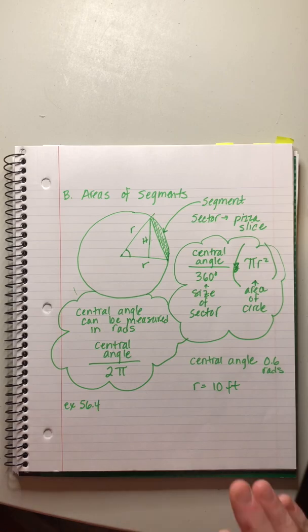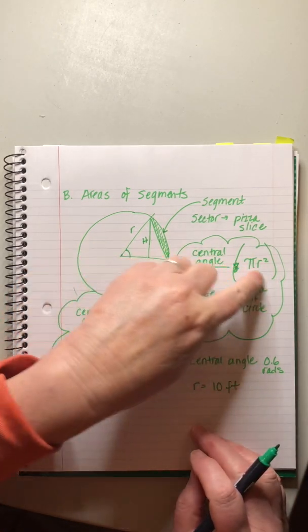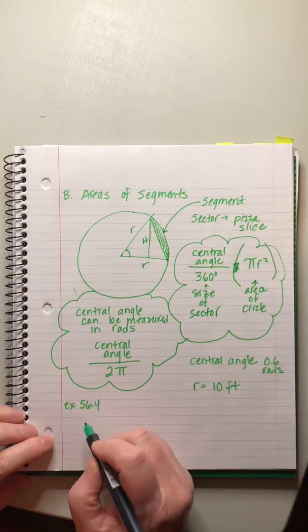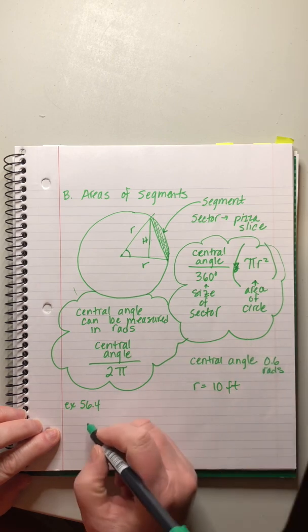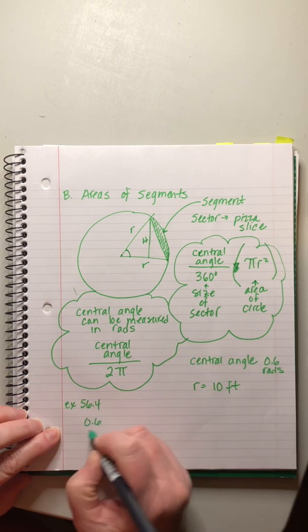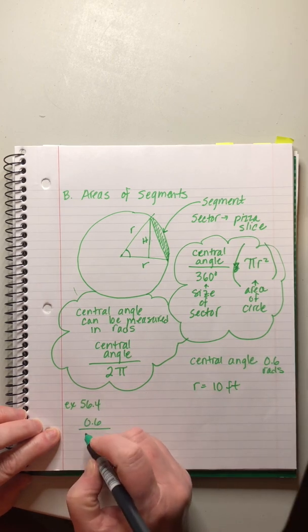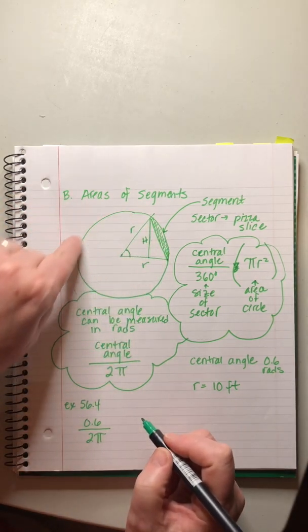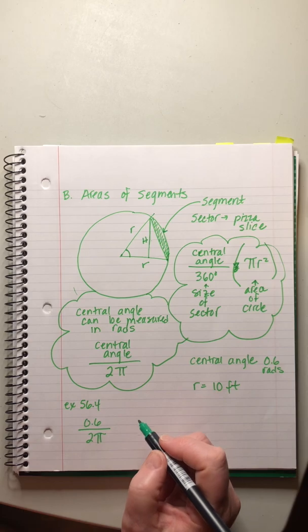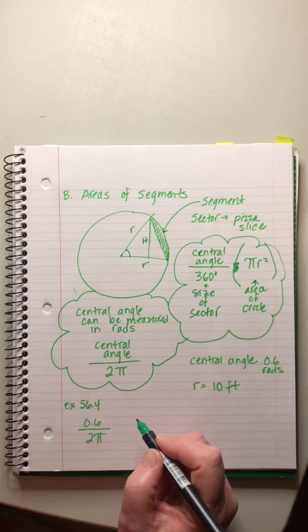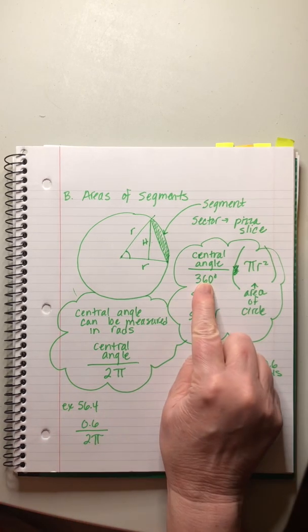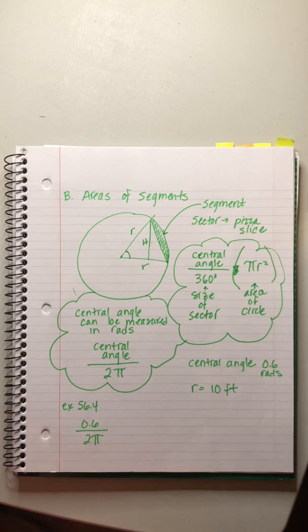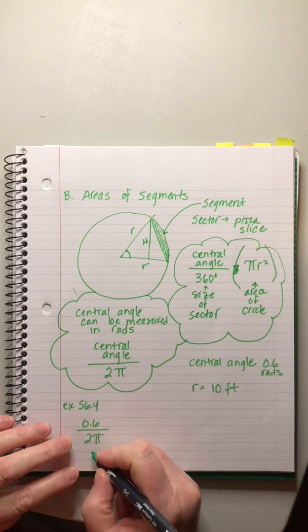Okay, so we're setting up this calculation. We need the central angle, 0.6, divided by 2 pi, because that's the full circle. 180 equals pi, we've got that memorized. So 2 pi is the whole circle, and we want the whole circle. So that's the size of the sector.